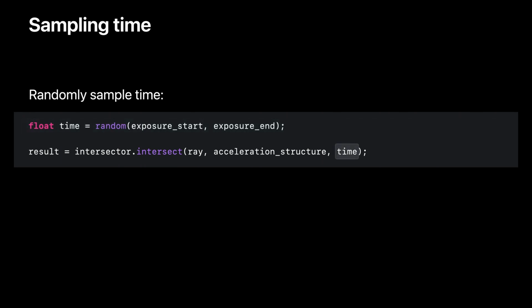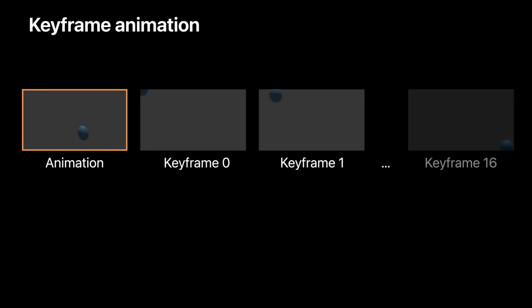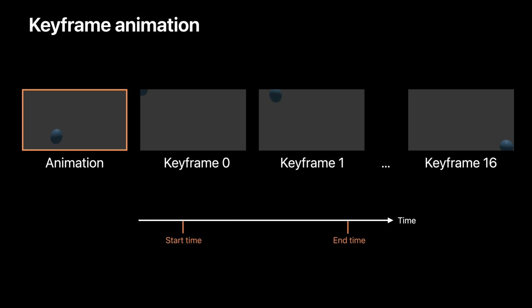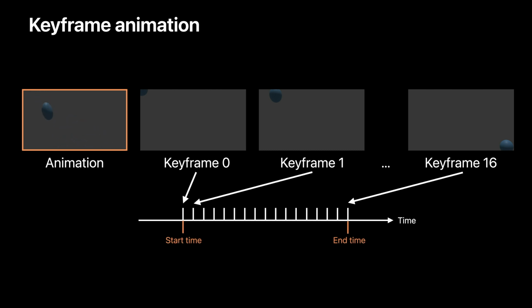The next thing we need to do is to provide our animated geometry to Metal. We do this using a common method of animation called keyframe animation. The animation is created by modeling the ball at key points in time called keyframes. These keyframes are uniformly distributed between the start and end of the animation.